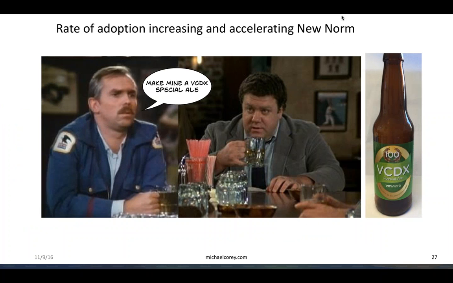And so to me, the new norm, I'm a guy from Boston. If you haven't picked up, I haven't said chowder and lobster yet. I'm a guy from Boston. The new norm is you should be virtualizing, right? Make mine a VCDX Special Air. So VCDX is the doctorate of virtualization in terms of certifications. That's the way to think about it.